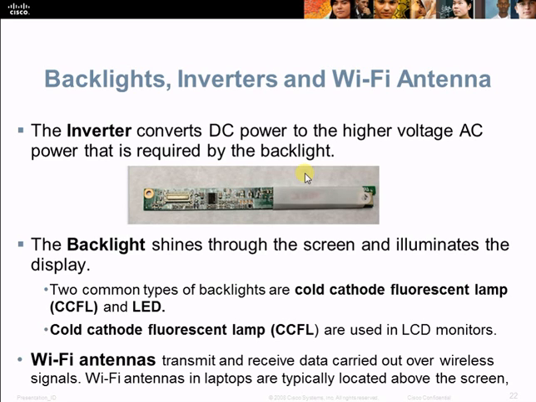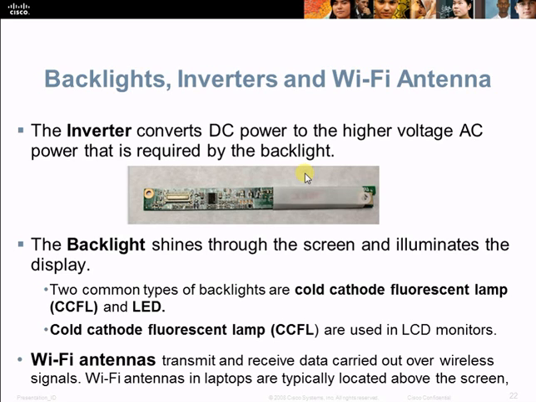And then we have some things in addition that are not in a desktop. We have the inverter, which is going to convert DC power to the higher voltage AC power that is required by the backlight. Our LED screens and LCD monitors have a backlight so that they can project the image there. The backlight shines through the screen and illuminates the display.